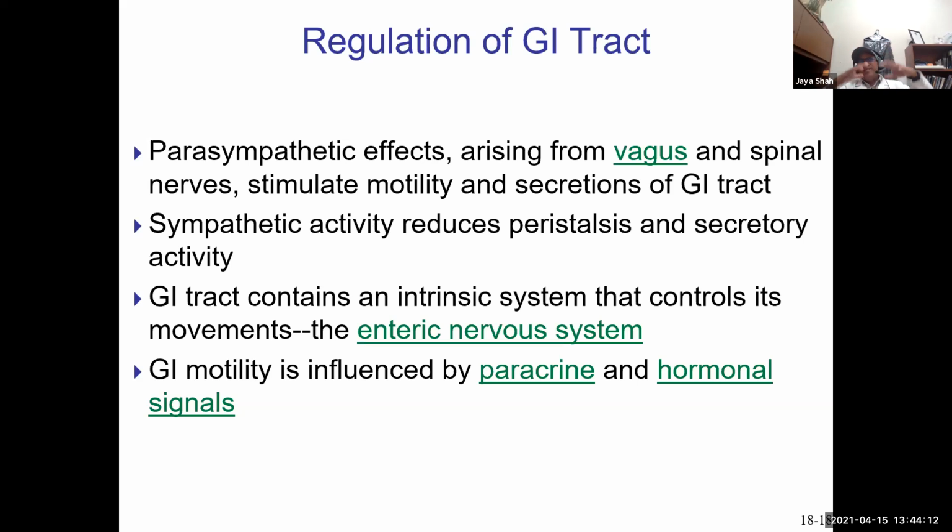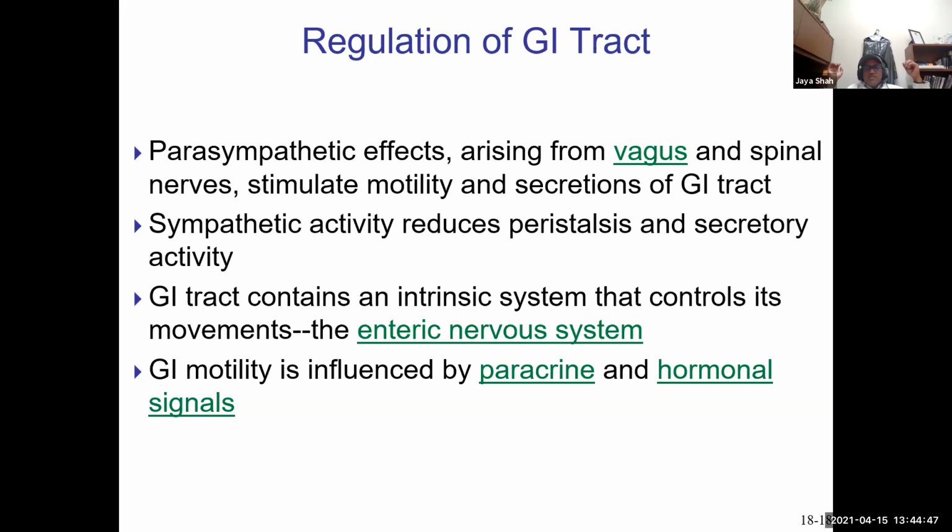Okay, so what is regulating the function of our GI tract? This is controlled by the autonomic nervous system because it is not under our own control. So the autonomic nervous system is parasympathetic and sympathetic. Parasympathetic effect arises from the vagus and spinal nerves because parasympathetic is craniosacral, yes? And it stimulates motility and secretion of the GI tract. Sympathetic activity reduces peristalsis and secretory activity, whereas parasympathetic increases them.